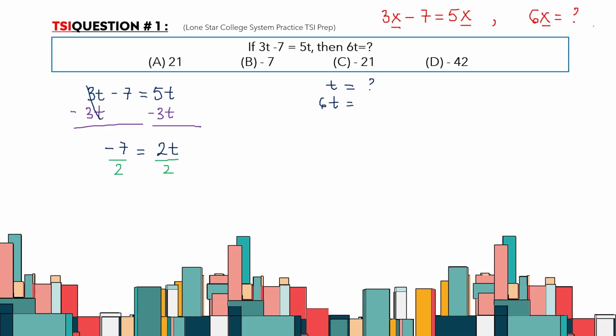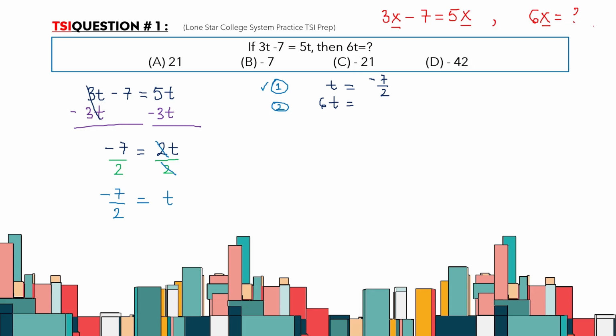On the right hand side, we have 2t. So 2 divided by 2 is 1. So 1 times t is t. On the left hand side, we have minus 7 over 2. So the first step to solve for t, we have done. So this one will be equal: t equal to minus 7 over 2.